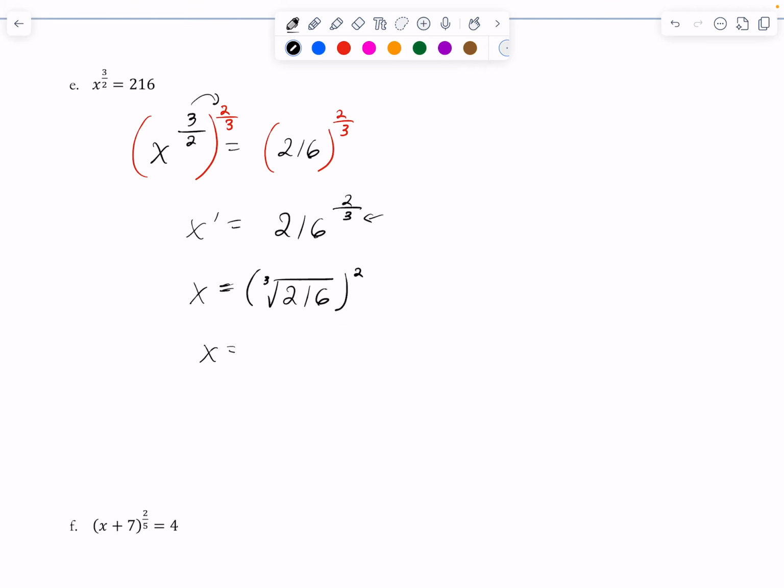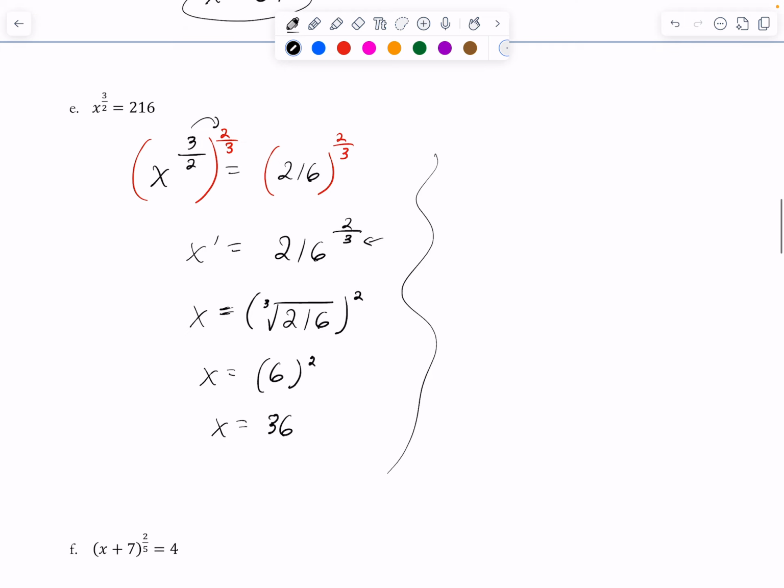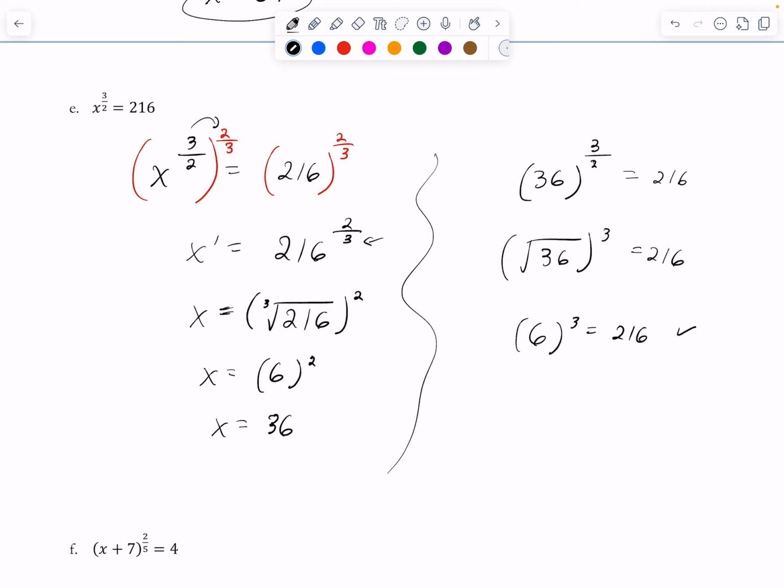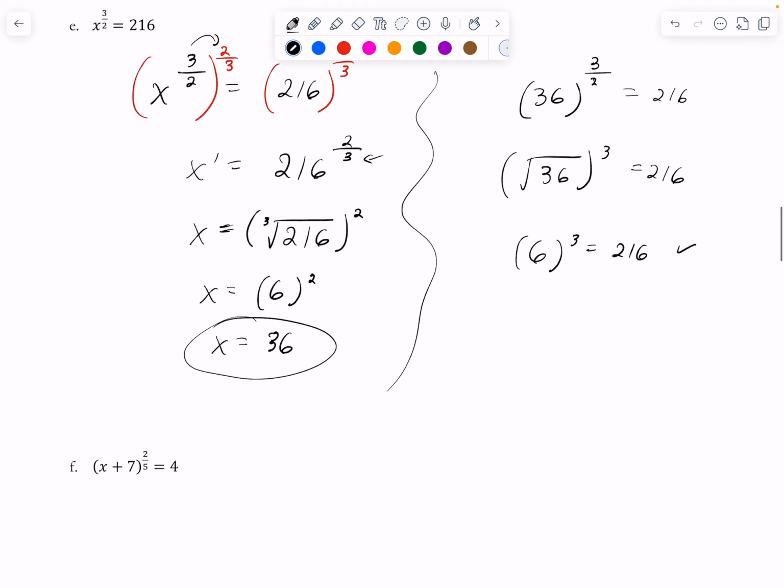Now, you may not know the cube root of 216 off the top of your head. You might know it, but you could probably figure this out, right? 6 times 6 is 36, and 36 times 6 is 216. So this is 6, but then we do need to square it, which will give us 36. So let's check it, make sure that works. So 36 to the 3/2 power, that would be the square root of 36 cubed, has to be equal to 216. And we said the square root of 36 is 6, and 6 cubed is 216. So this does work. Okay, last one.